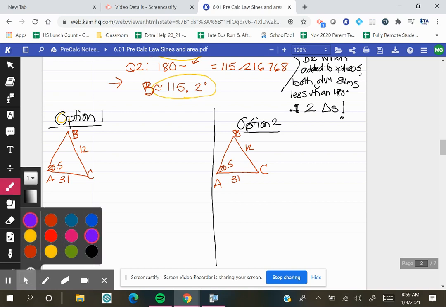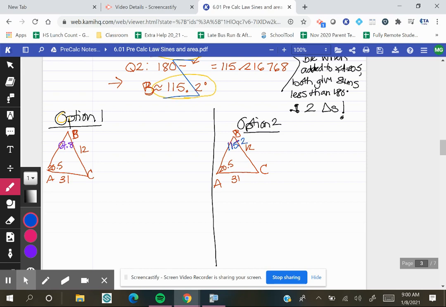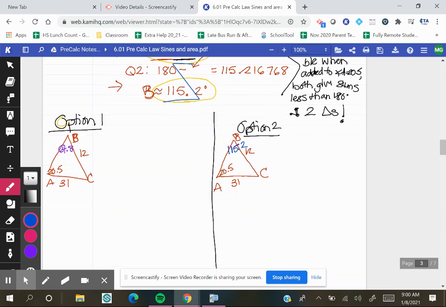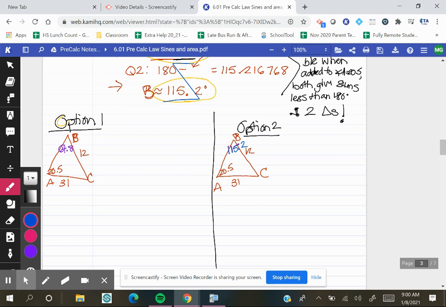All right, so now in option 1, angle B, let's do the quadrant 1 angle, could be 64.8. In option 2, angle B could be 115.2. So those are the two different angles we just got from that first part here. So those are creating two different triangles. Now I want you to solve each of these triangles. So this is a very long problem.